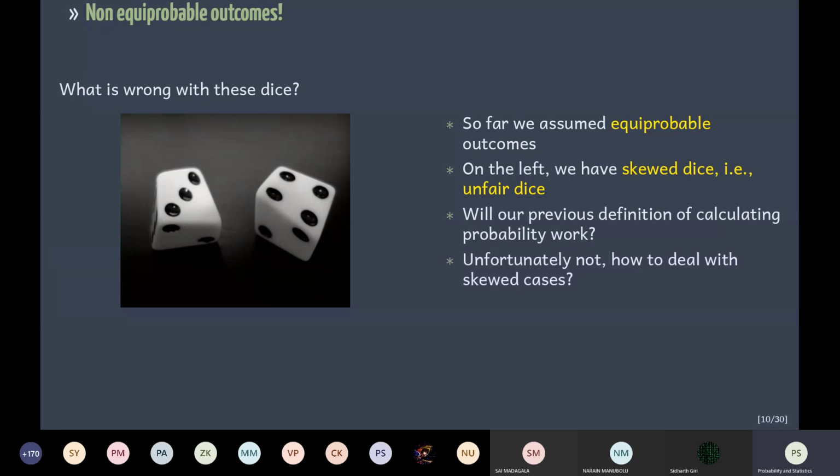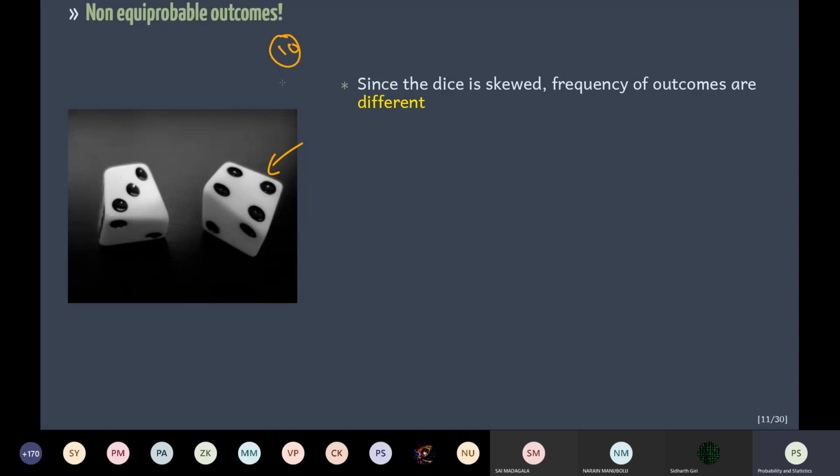Unfortunately, not, because we have to deal with the skewed cases. But even in the skewed cases, the only thing is, as I said, the frequency of the outcomes can be different. So for example, out of 10 throws that you do, the frequency with which you might get one will be very less, let us say only 2 times. The frequency with which you get two may be a little bit higher, and so on.